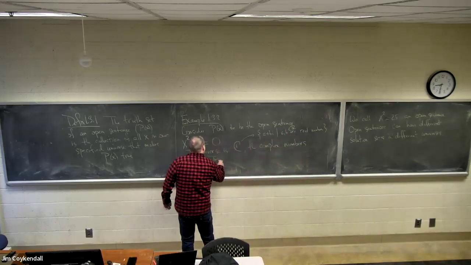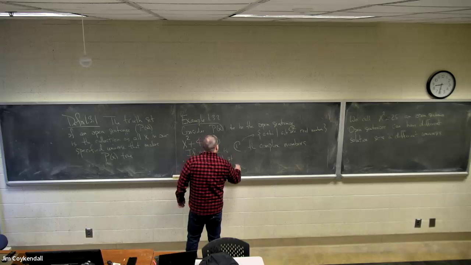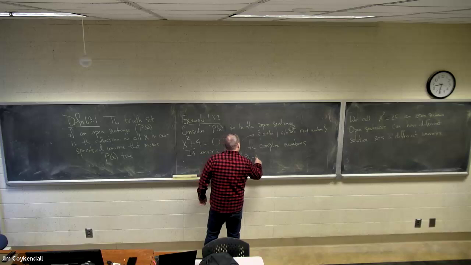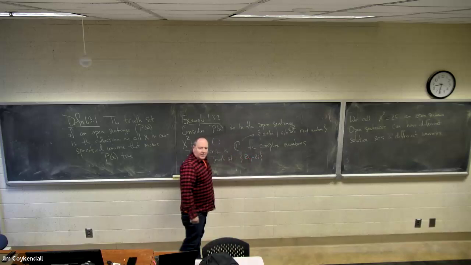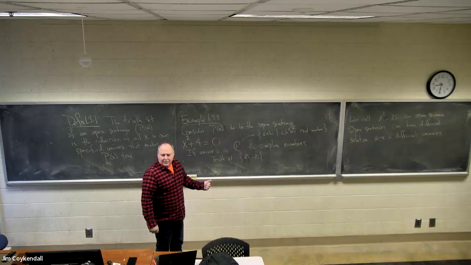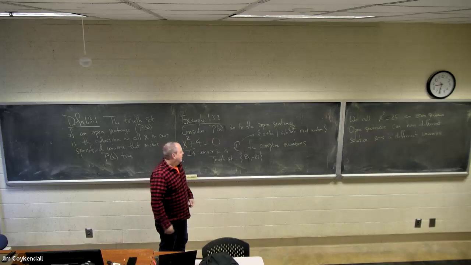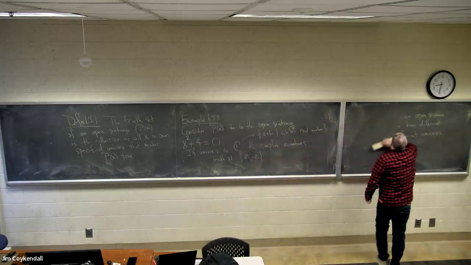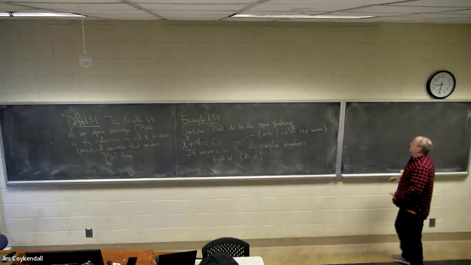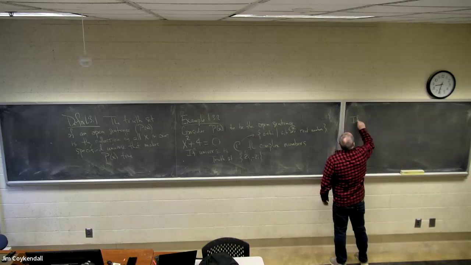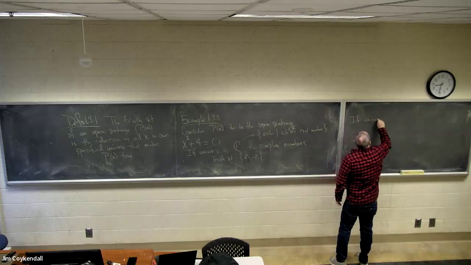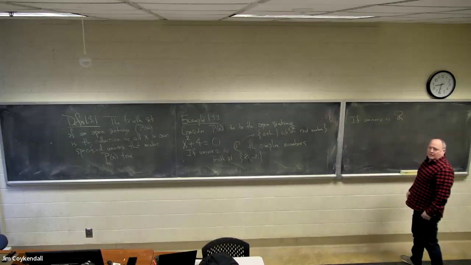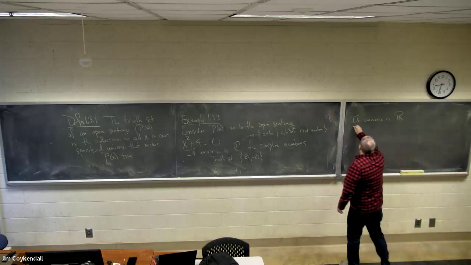2i, minus 2i. Good. Because when you square 2i or minus 2i, you get -4, don't you? Right. What if my universe is real numbers? What's the truth set now?